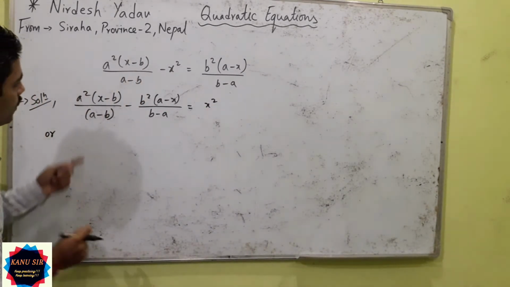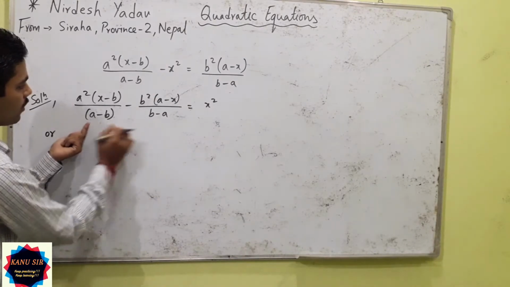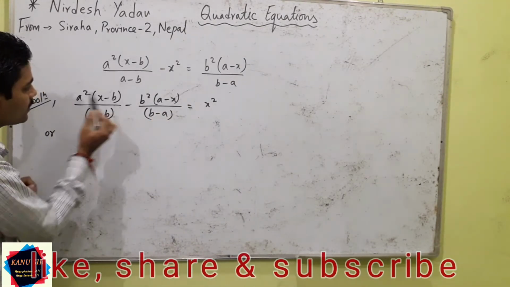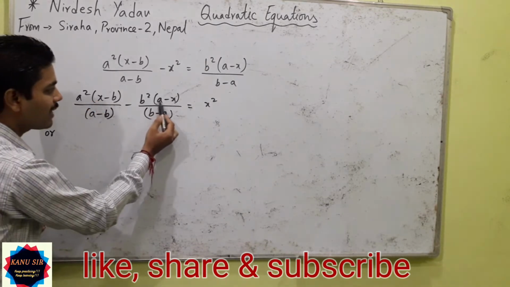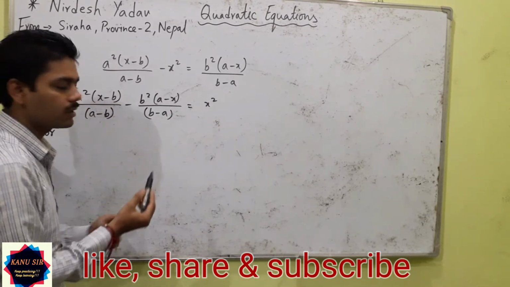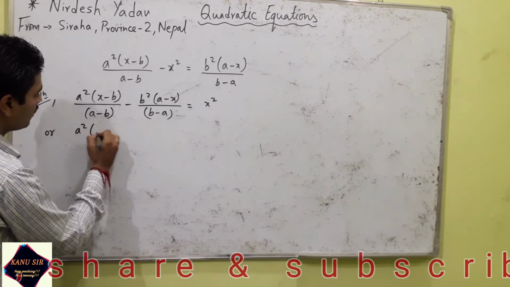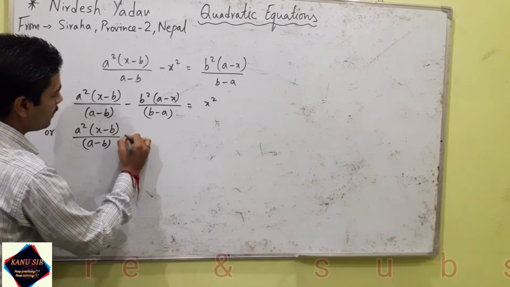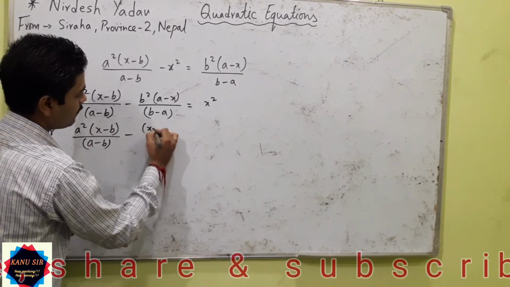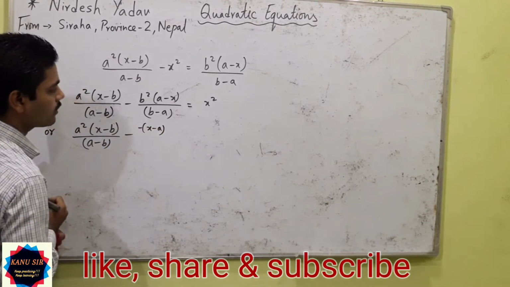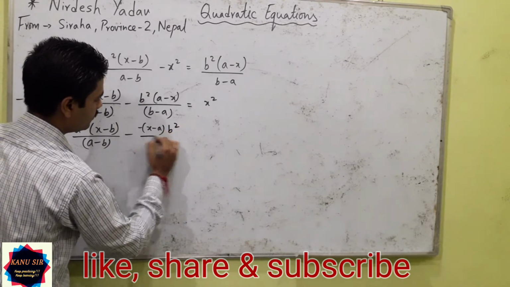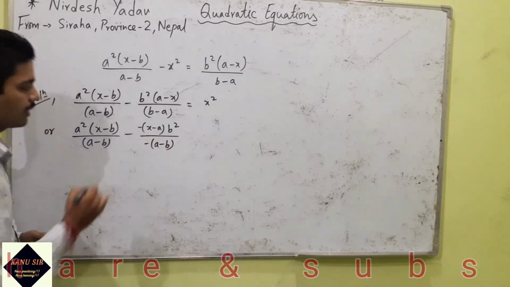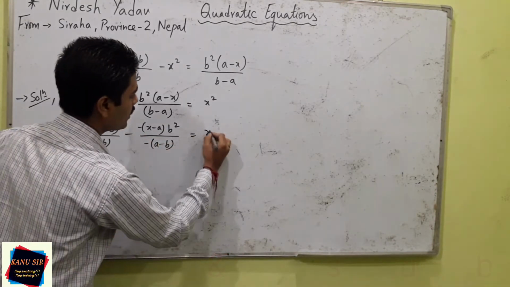Now what can we do? We can take a minus b common from both of them. Before understanding that, you can see x minus b is written in such a way, but here a minus x is in the opposite position, so you can change their position. a minus b, minus (x minus a), when you take minus common, and b square. Similarly, b minus a can be written as a minus b taking minus common, equals x square.